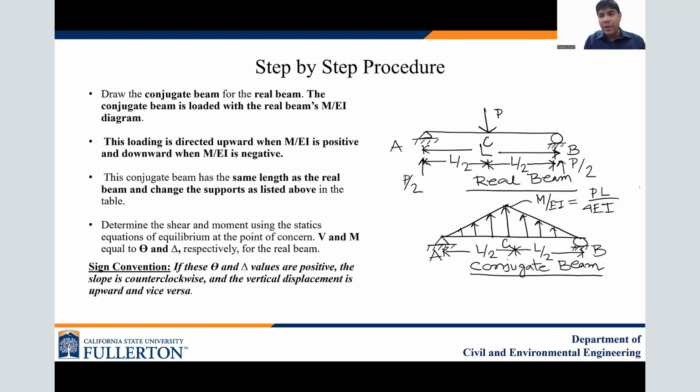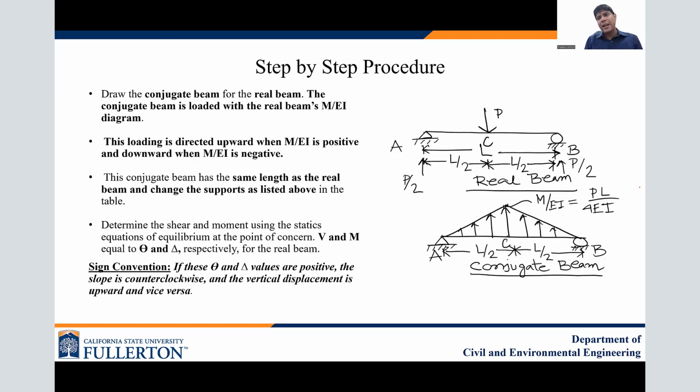Now, once you make the conjugate beam, your next concentration will be to find out slope and deflection at a particular point. Let's say you need to find out slope and deflection at point C. That means you need to cut at point C and you need to find out your shear and moment value in the conjugate beam, which will be equal to your real beam's slope and vertical deflection. That's how we are going to solve the problem.